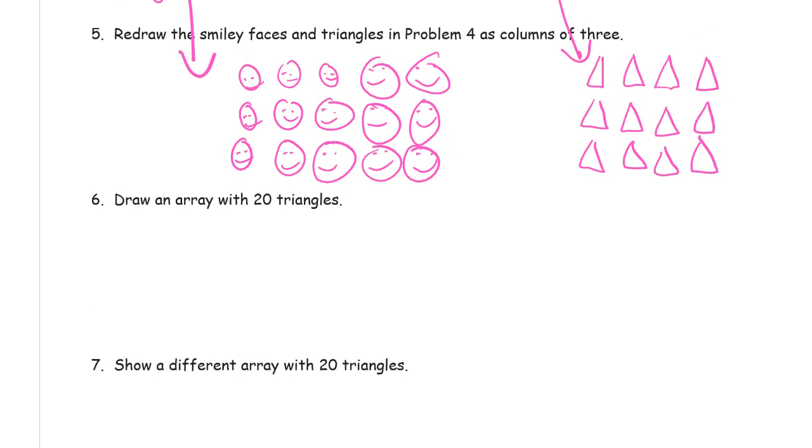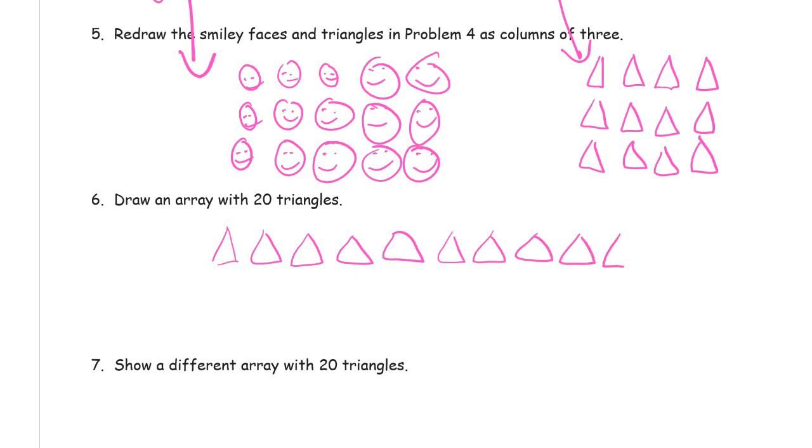Draw an array with 20 triangles. So that's any array at all, right? It doesn't say how many rows or columns it has to have. So I'm just going to do this one. I'm going to do two rows of 10. 1, 2, 3, 4, 5, 6, 7, 8, 9, 10.